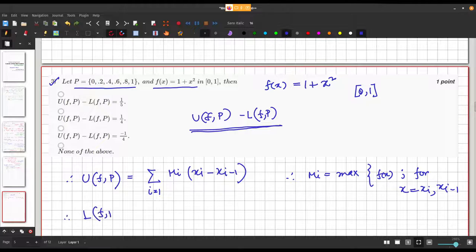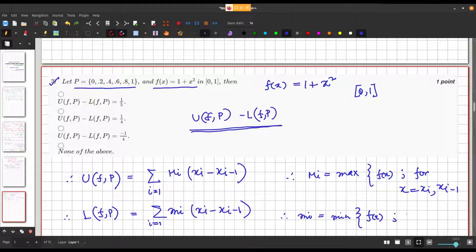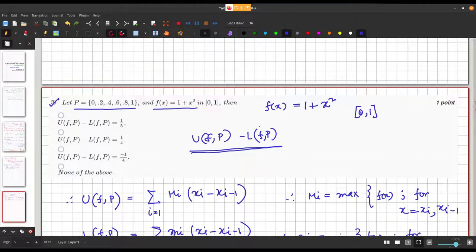Similarly, the other term can be calculated like this, where small m subscript i is the minimum of f(x) for the values we are taking. Okay, and let us quickly also see how this function will look like.